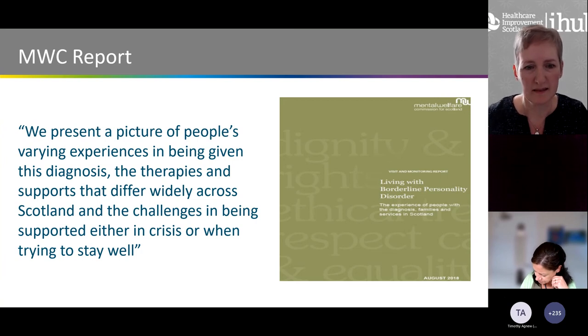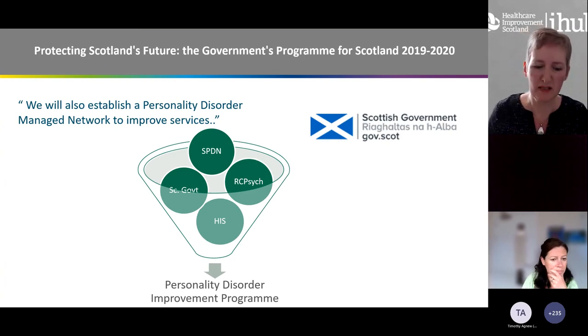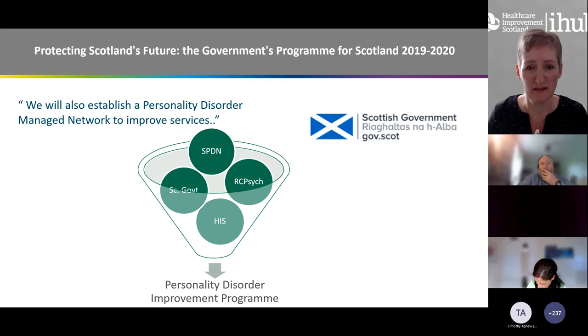So next slide, this is my last one. Really all of this led to a building of momentum towards the point where the Scottish Government included in the programme for government in 2019 the commitment to establish a personality disorder network. And that led to lots of discussions between the Scottish Personality Disorder Network, the Scottish Government, the College, and now HIS, and has led us to this point. So I'm going to pass back to Gordon to introduce us to what our programme is going to look like and how it might address some of the challenges.